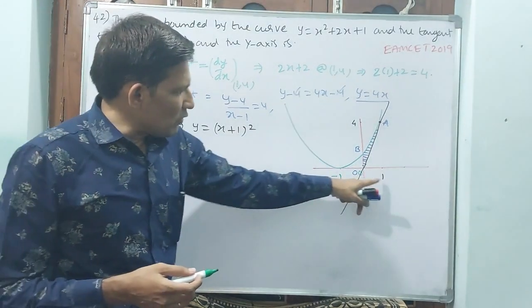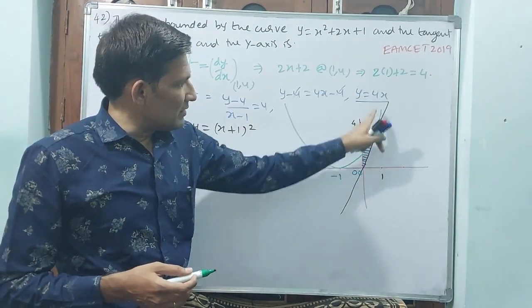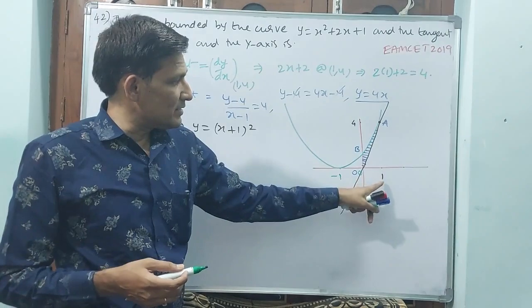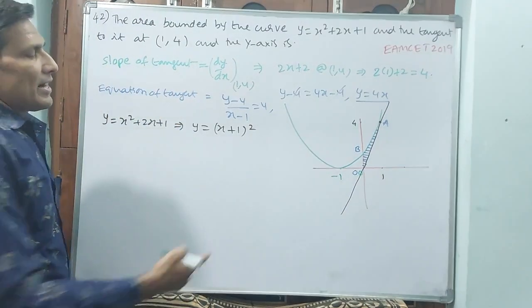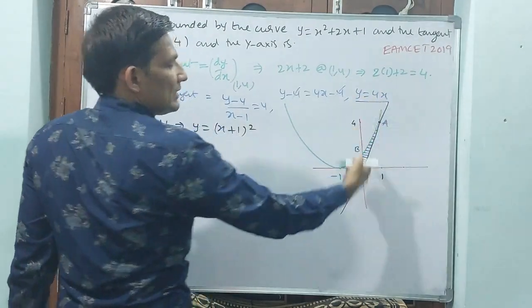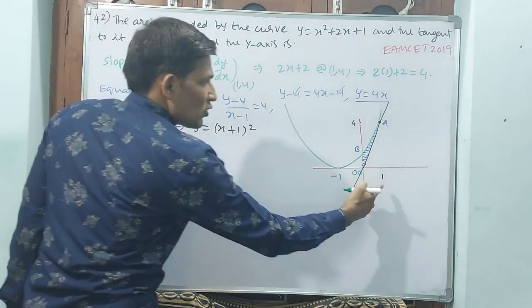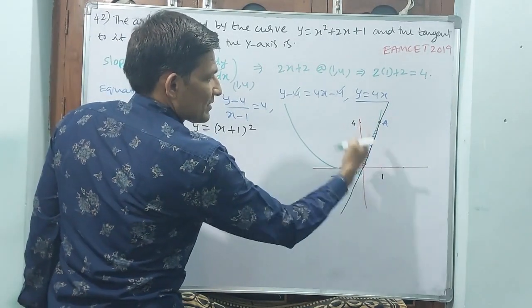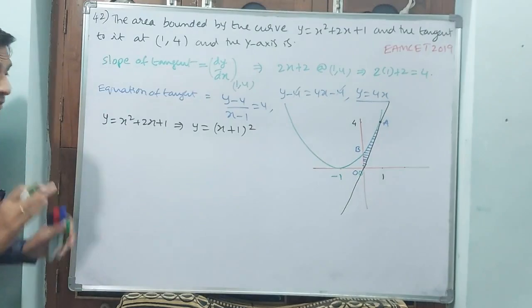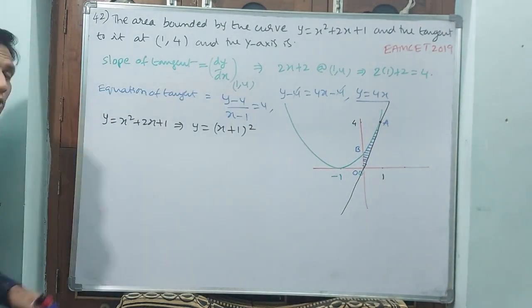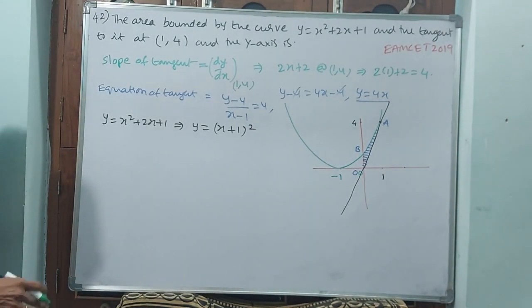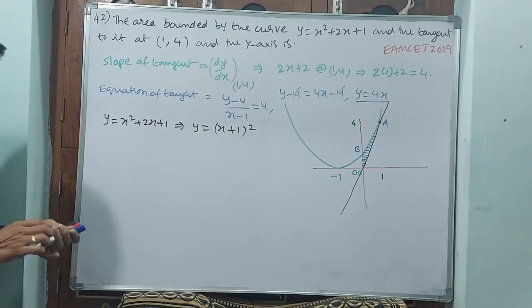Simple. You have to take from 0 to 1 only. Okay, y is 4 but x is 1 only. At x is 1, y will be 4 automatically. Okay, 0 to 1. You take the curve minus the line and do it. But finally, if it comes negative, then you put modulus. That you have to understand. Okay, let us proceed then.